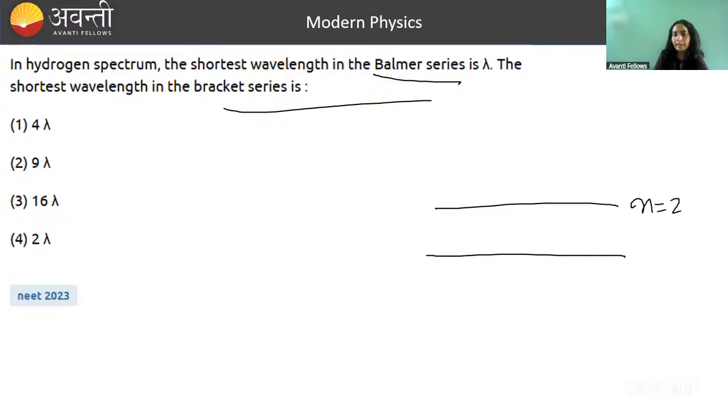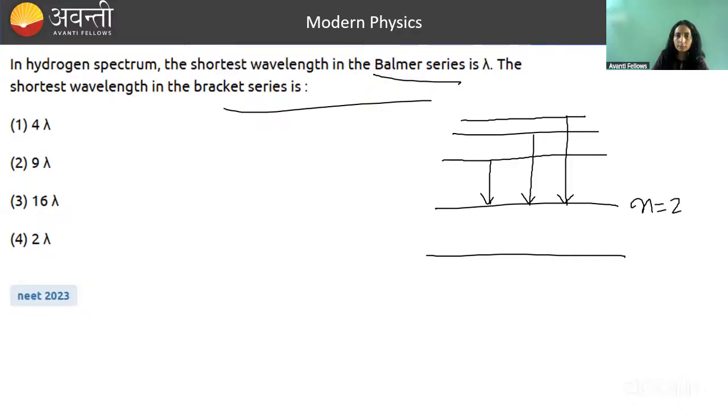Balmer series का मतलब है electron transitioning from any orbit to n equal to 2. And shortest wavelength का मतलब क्या होता है? What is the meaning of shortest wavelength? That's correct. So shortest wavelength का मतलब क्या है? Means highest energy वाला wavelength, right? Wavelength is short when energy is the highest, and when transitioning energy will be highest for the Balmer series.